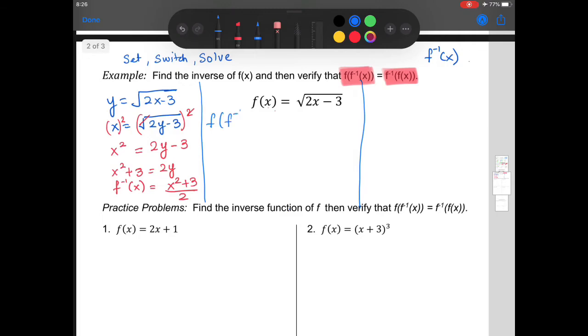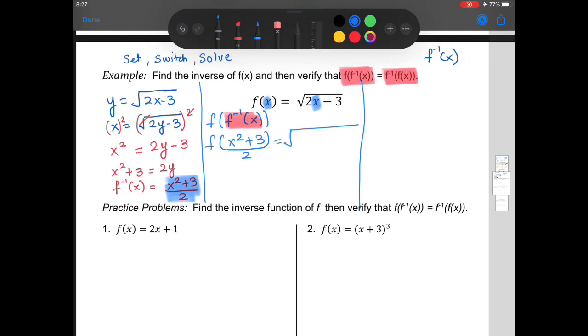So this is f of f inverse of x, right? In place of f inverse of x, can I not substitute this x squared plus 3 over 2? So I'm going to rewrite this as f of x squared plus 3 over 2. Now go to your f function, and wherever you see x, in place of x, you're going to substitute what? X squared plus 3 over 2. So let's do that.